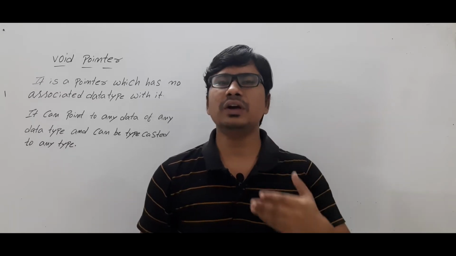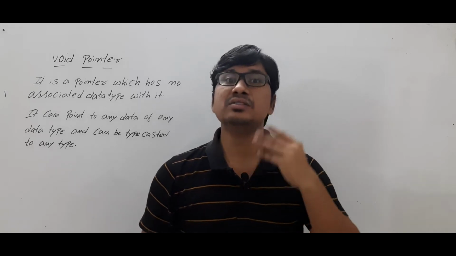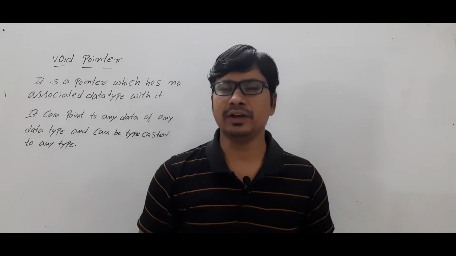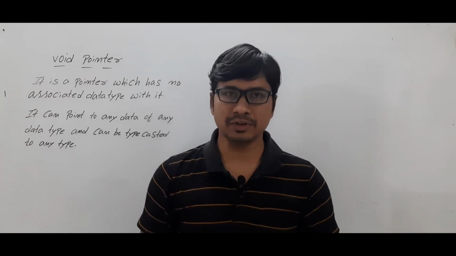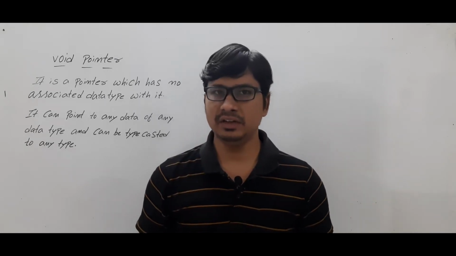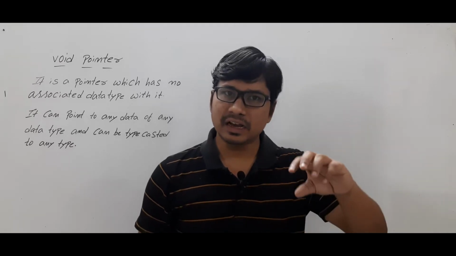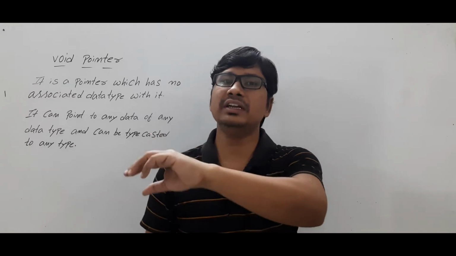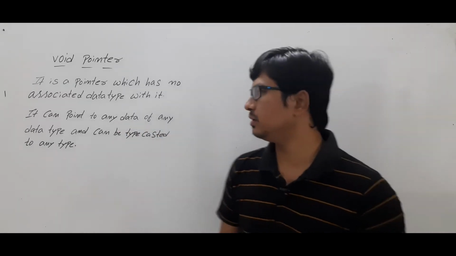First let me define what is a pointer. Pointer is a variable which stores the address of another variable. Let's assume that you have declared an integer pointer. The integer pointer can hold the address of an integer variable. Similarly, a float pointer can hold the address of a float variable only. So what I want to say is that the corresponding pointer can hold the address of the corresponding data type variable only. Let me discuss with a simple example.